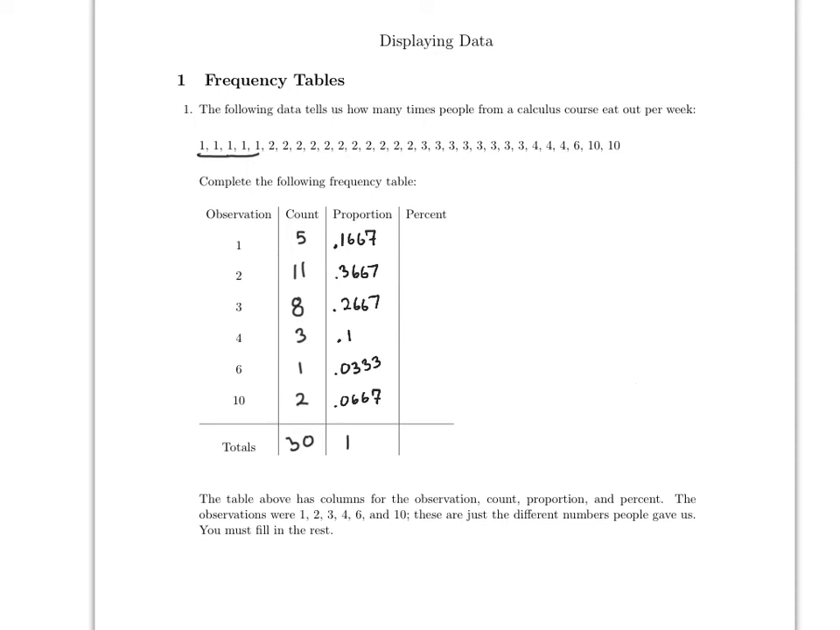Now the reason this is useful is because the next thing we want to do is find the percentage. And to convert a proportion to a percent, all I'm going to do is take the proportion and multiply it by 100. And so that's why that decimal is useful. So I'll take 0.1667, convert it to a percent, 16.67%. 36.67%, and so forth.